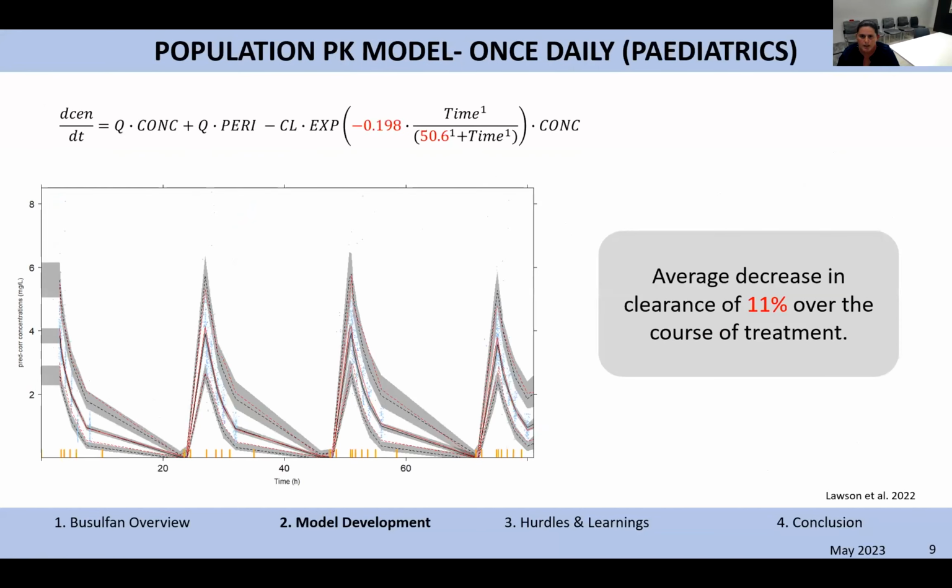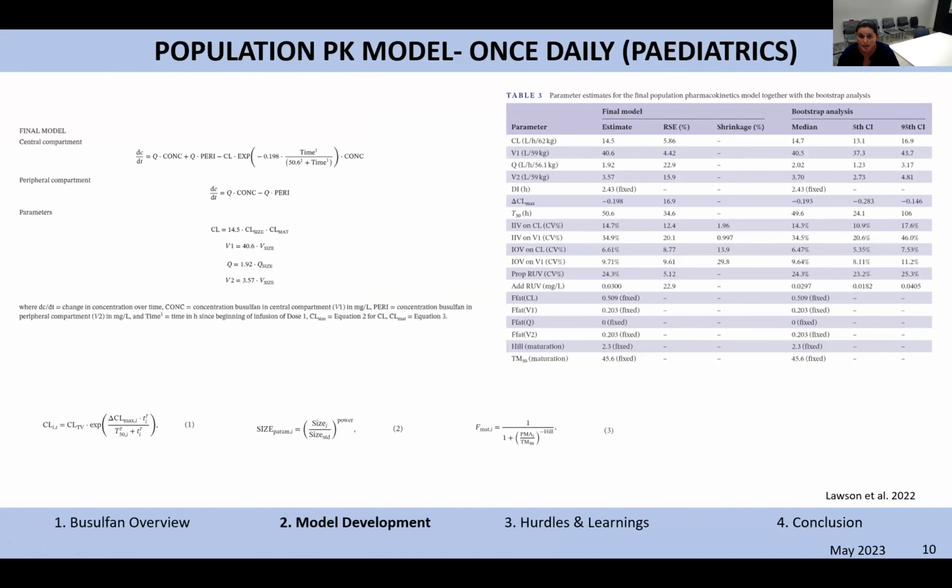models as well. So our time-associated model best fit the data that we had, and it showed that the maximum change in clearance expected for an average patient was about 19.8%, and that 50% of this would occur at about hour 50.6 following the first dose, and that there was an average decrease in clearance of about 11% over the course of treatment. But there was variability around that.